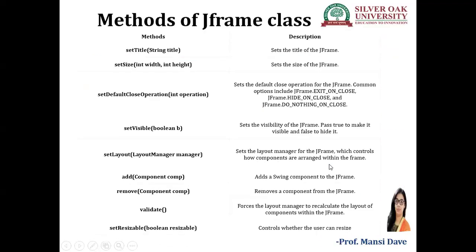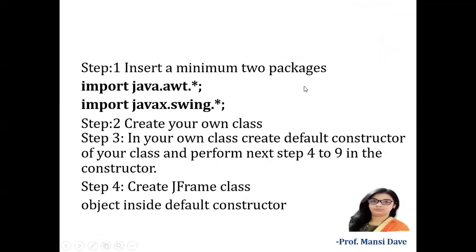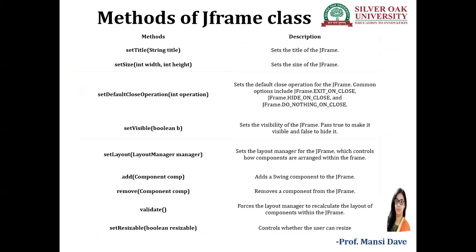Before that, we need to understand the JFrame class. Here, the JFrame class is inside the swing package. So before using the JFrame class, you need to import this swing package by writing the statement import javax.swing.*. Here are the basic methods: setTitle for setting the title of the frame, setSize for setting the size in terms of height and width, setDefaultCloseOperation, setVisible.